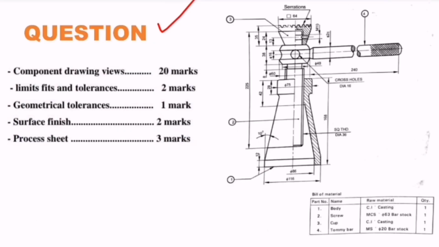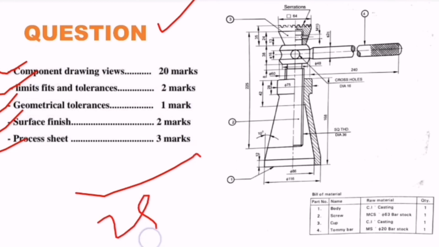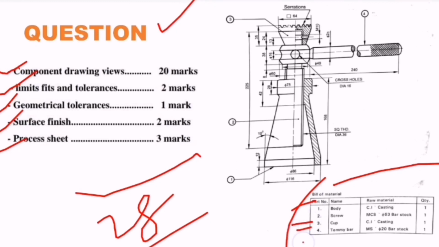This is the question given in the production drawing. In this question it is asking to draw the component drawing views, limits, fits and tolerances, geometrical tolerances, surface finish, and process sheet. This is asked for a total of 28 marks. Its parts are: first the body, second the screw, third the cap and fourth the Tommy bar. These are the four parts of this screw jack.